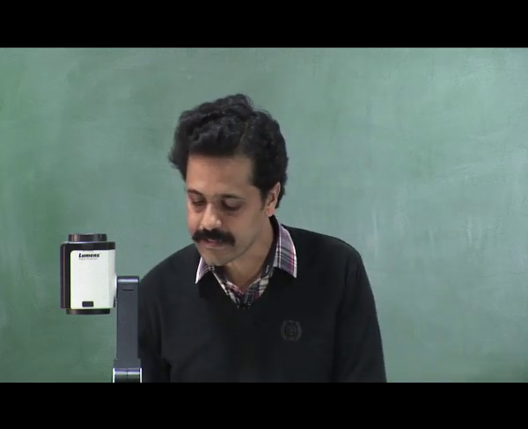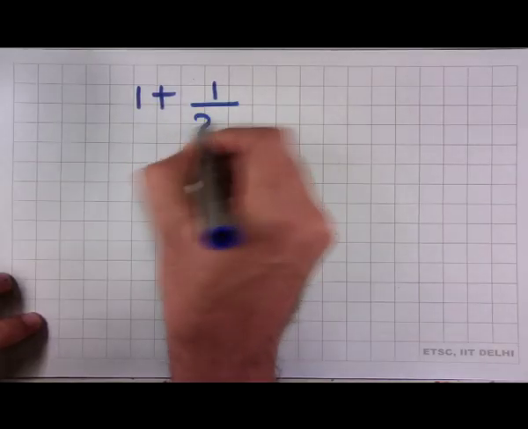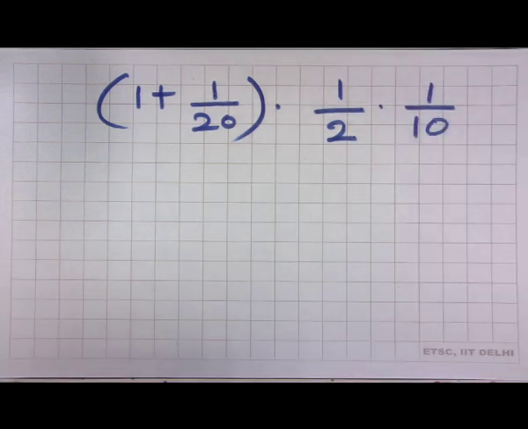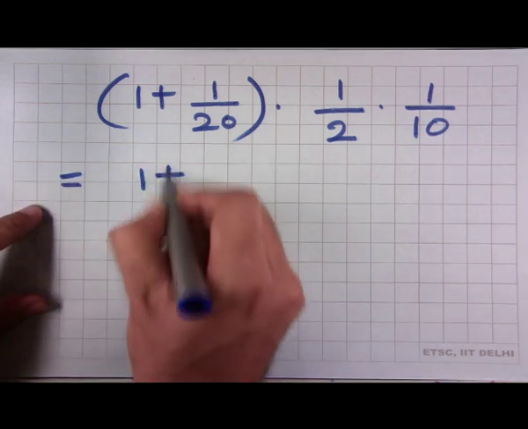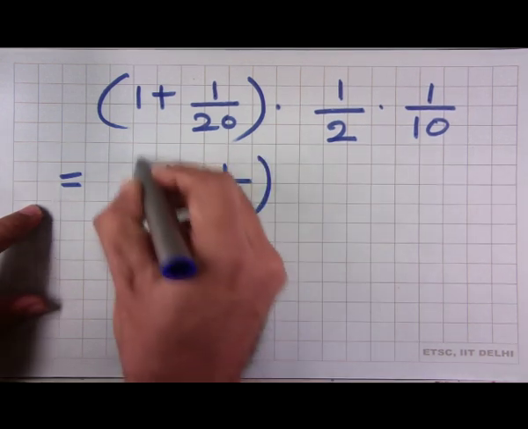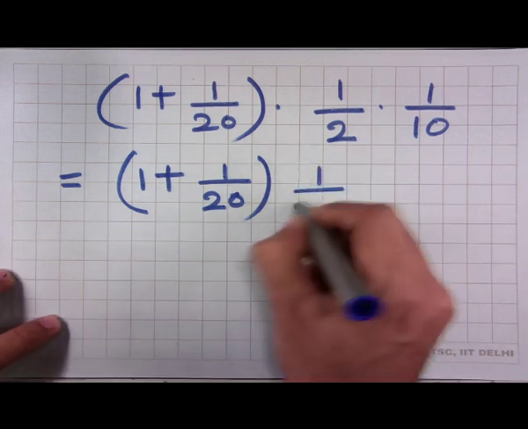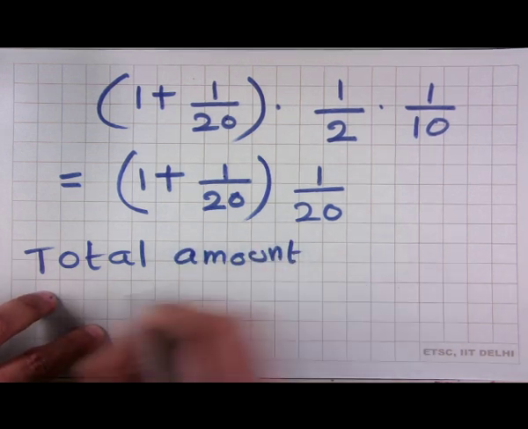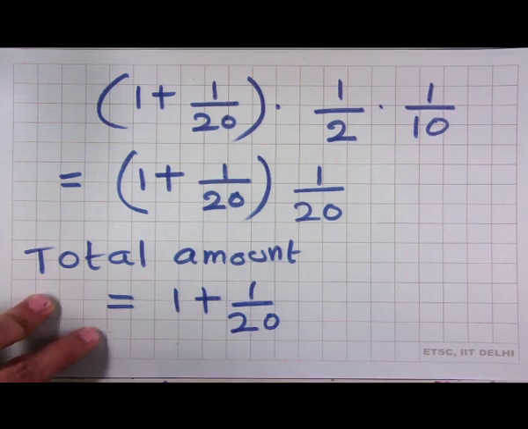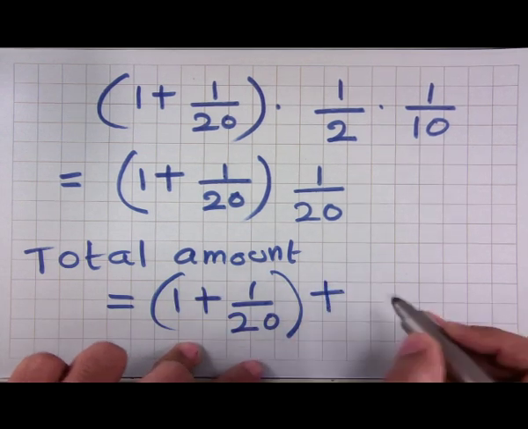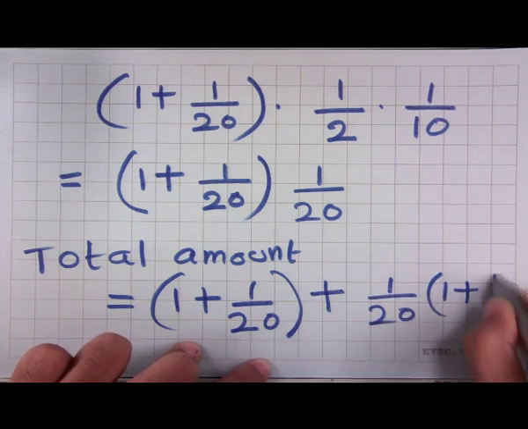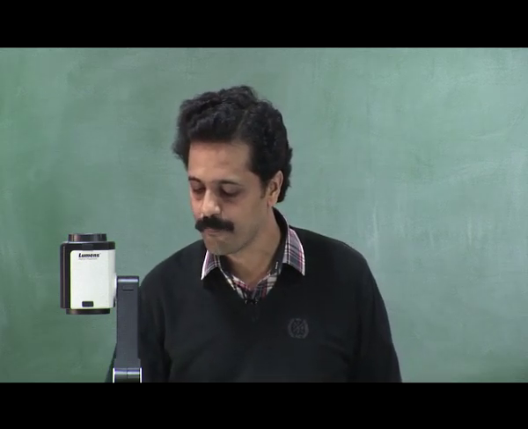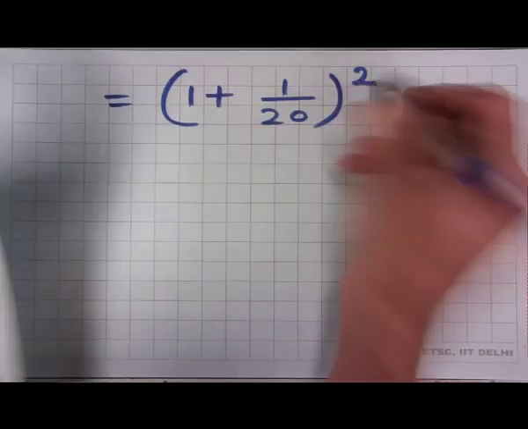For this amount, the interest will be the amount into number of years, it is half, into rate, and hence the interest for the amount yielded in the first half will be this, and the total amount at the end of 1 year would be 1 plus 1 by 20, which is the amount after the first half year, plus 1 by 20 into 1 plus 1 by 20, which amounts to 1 plus 1 by 20 the whole square. Do you see it?